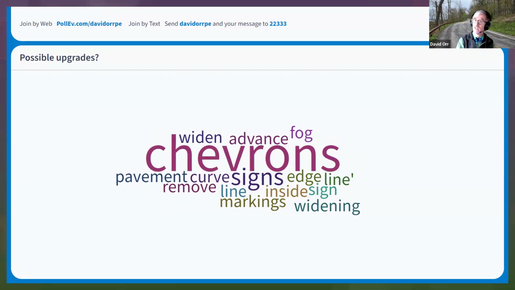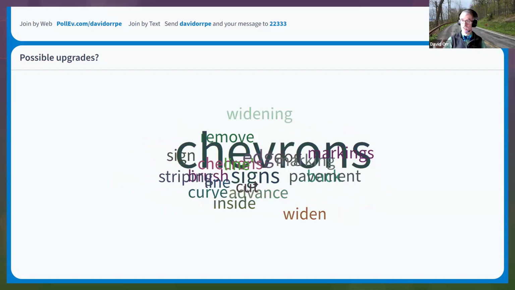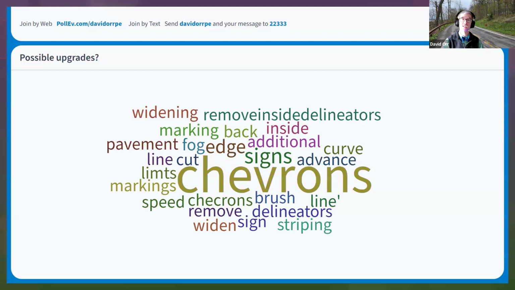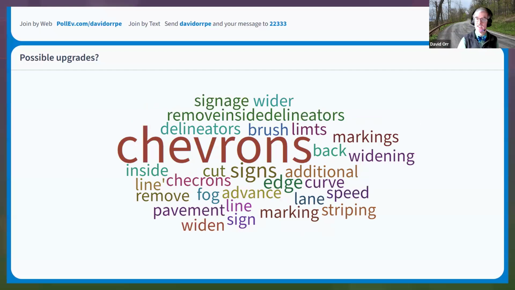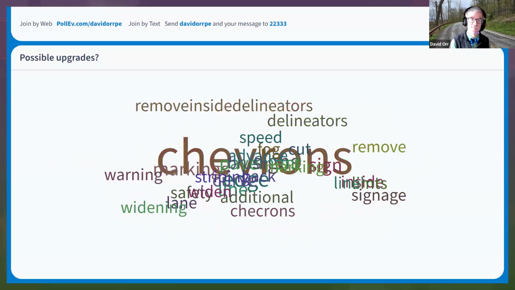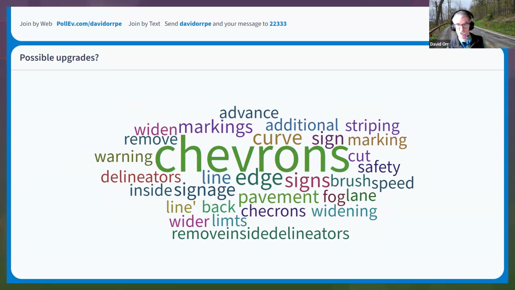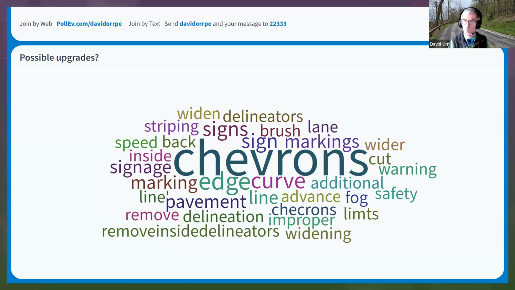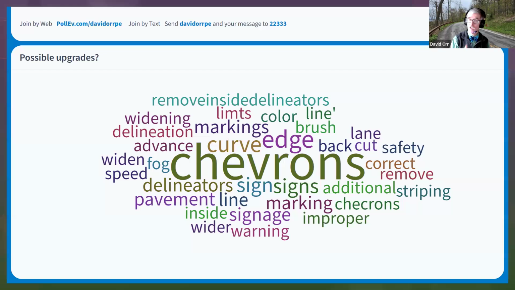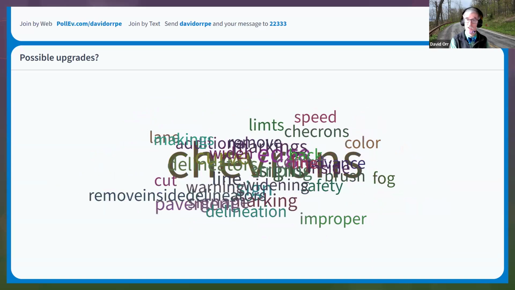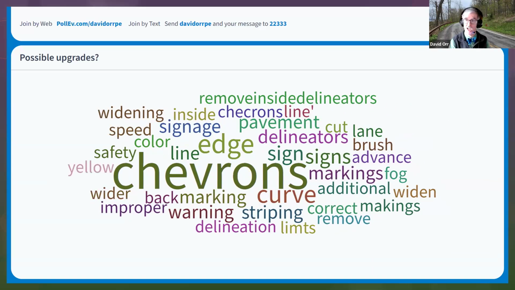Possibly chevrons. And again, depends on the speed and the traffic volume and the speed differential, whether you need chevrons or you can just put up delineators. Maybe remove the inside delineators. You can put inside delineators up, but think about it. What color should those inside delineators be? Yeah, white. By the way, what color should the outside delineators be if you put up outside delineators? What color do you think? White.